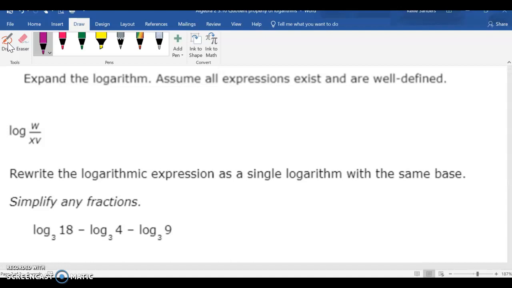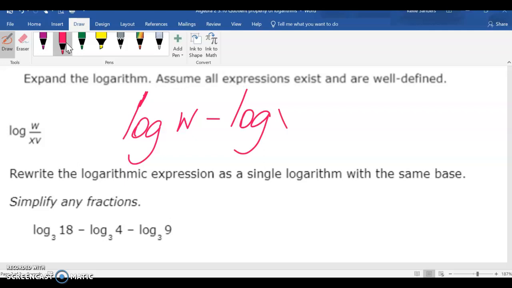So on this, we're dividing W by X and also by V. Because the X and the V are on bottom, we're going to separate them. And this is how you're going to do it. So log W, because W is on top, minus log X minus log V, because remember we're also dividing by V. Even though the X and V look like they're being multiplied, which they are, they're both on bottom, so they're both going to get a negative in front of them.